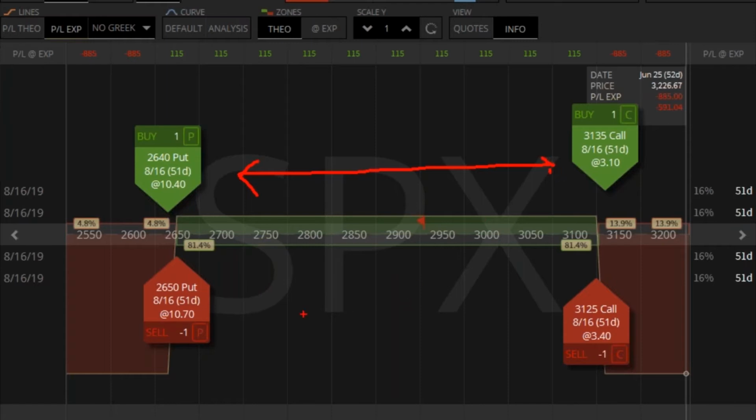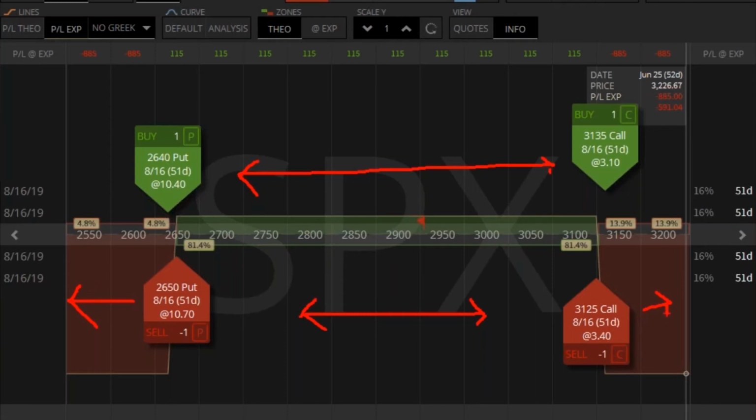It can go past a little bit based on how much premium you receive, but just for simplicity's sake here, we're going to say if it stays between your two short strikes, then you win. You don't want it to go past your short strikes, because this is the area where you start losing on the put side, and this is the area where you start losing on the call side.